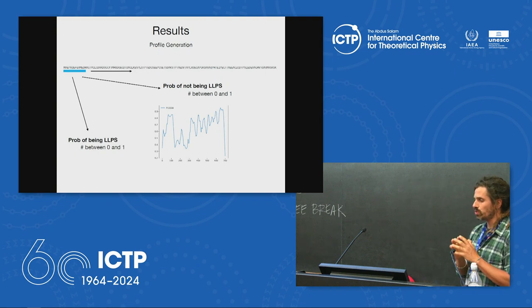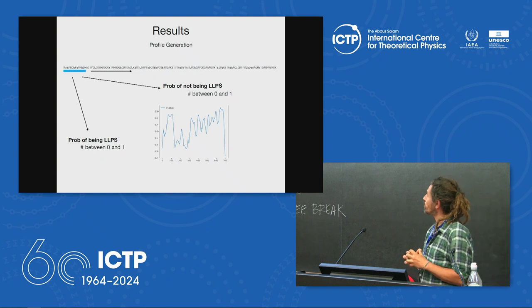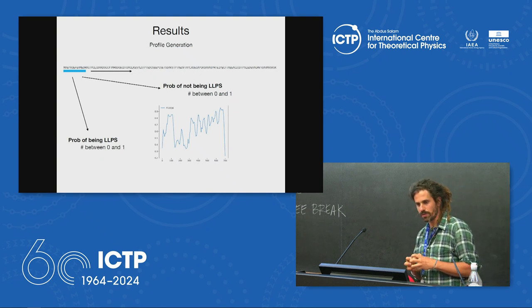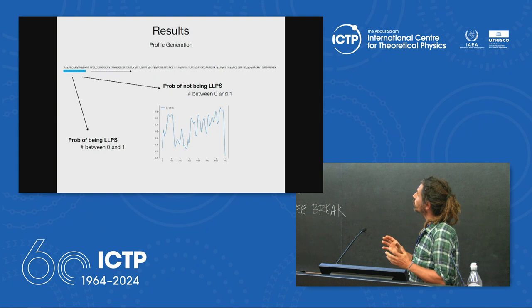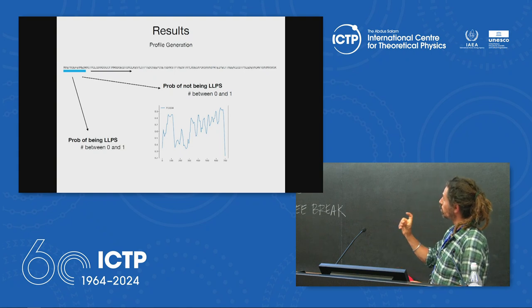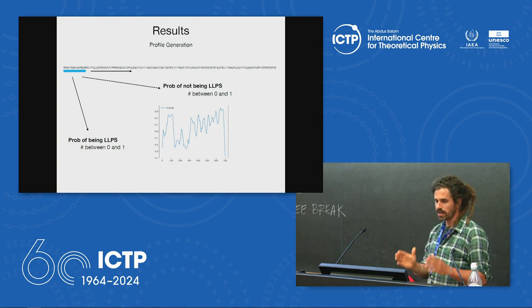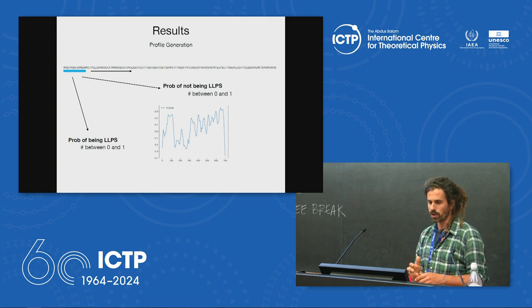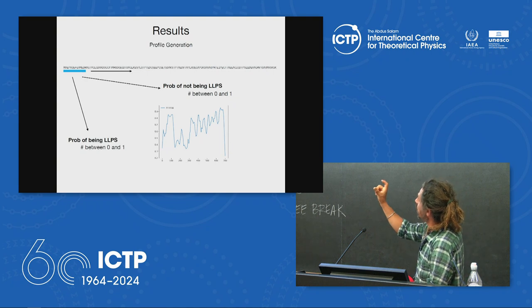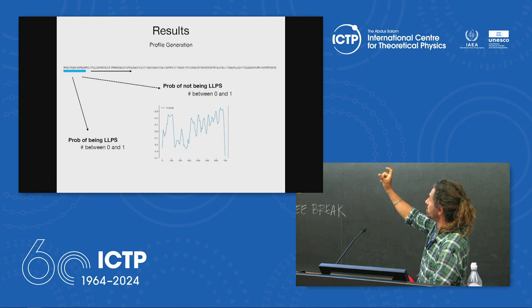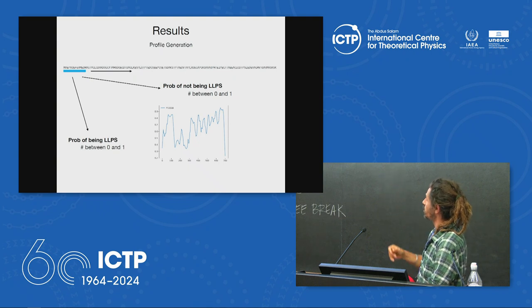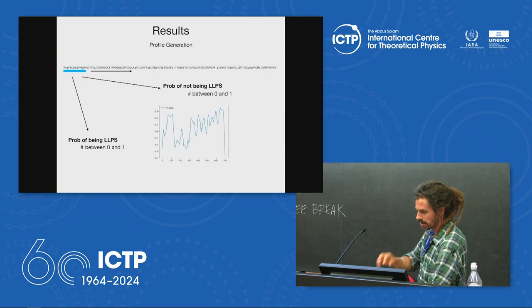To define a profile of liquid-liquid phase separation along the sequence, we tackle the problem using a sliding window over the sequence and taking each of these pieces, and we score, giving a number between 0 and 1, that is the probability that that kind of peptide will go under liquid-liquid separation. Going through all the sequence, we are able to generate a profile.